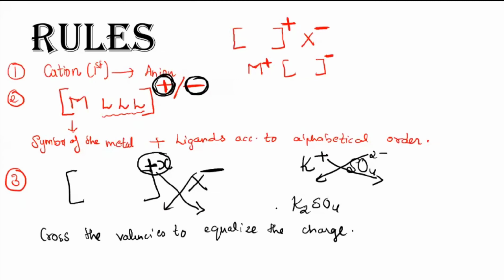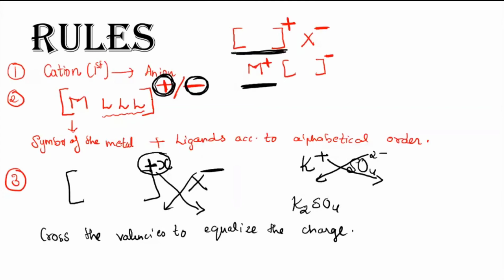It's easy, it's not difficult. When I do the compound, you will be able to get it. I believe these steps are understood. Any problem in understanding these? First I said the cation should be written, whether it's a cationic complex or an anionic complex. In anionic, the metal will come first. In a cationic complex, the cation part will come first.